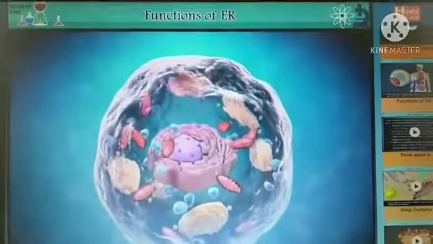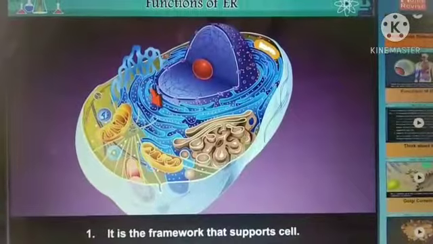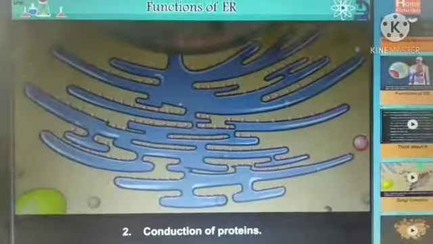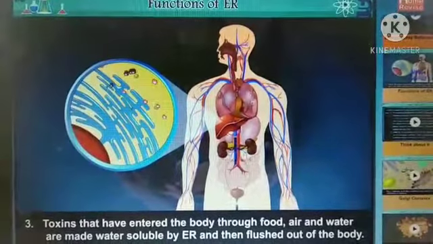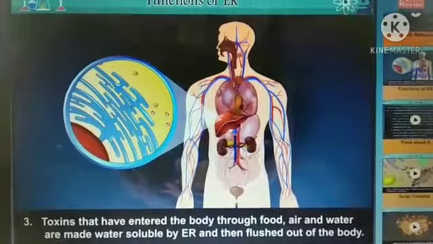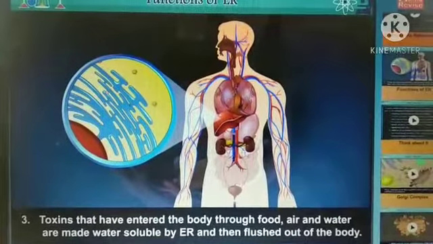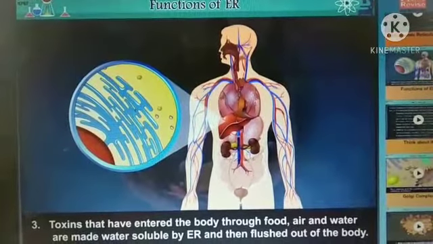Functions of endoplasmic reticulum. First, it is the framework that supports the cell. Second, conduction of proteins. Third, toxins that have entered the body through food, air and water are made water soluble by endoplasmic reticulum and then flushed out of the body.